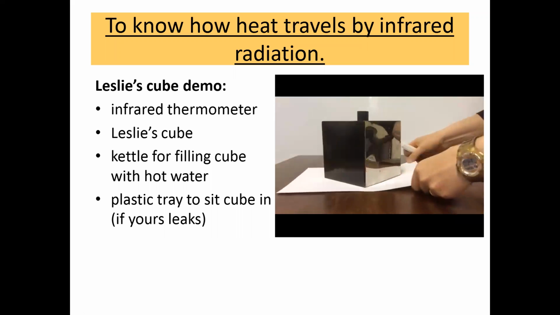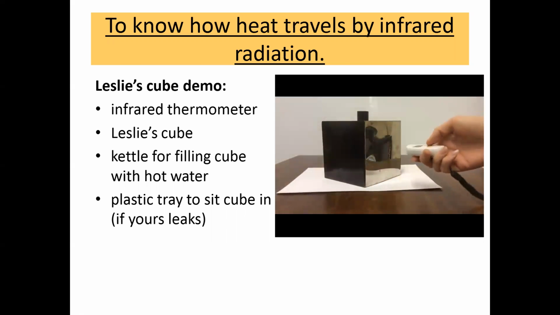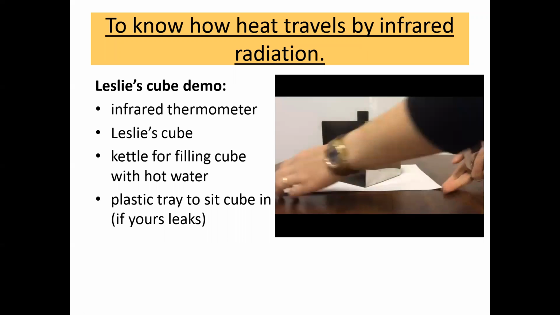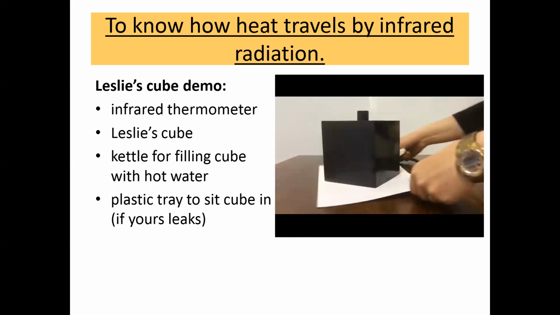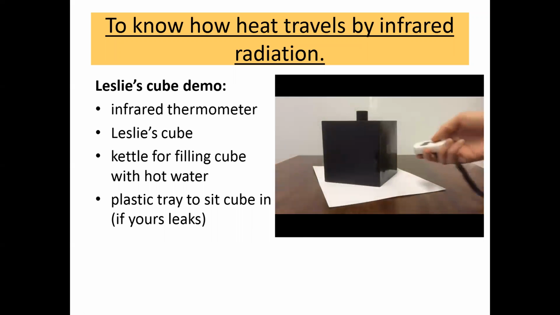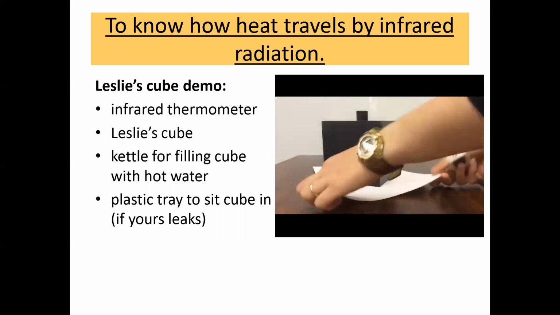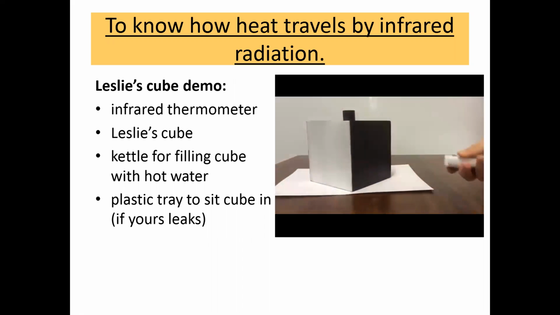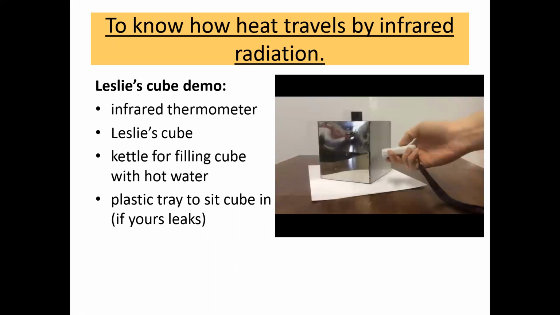Twist the cube around so that I can test the silver surface. It's 27.3 degrees C. That's quite a lot cooler. Now I'll test the black shiny surface, which is 68 degrees Celsius. And finally, I'll test the matte black surface. See if that's different as well. 66.3 degrees.